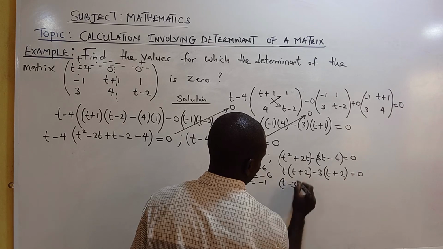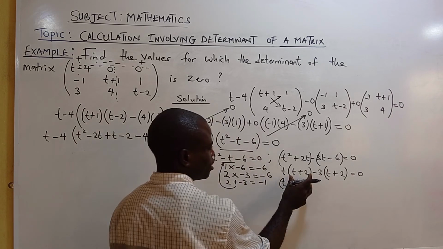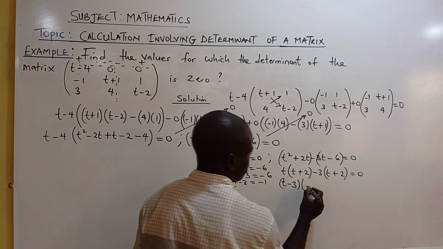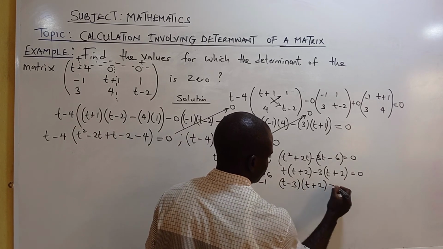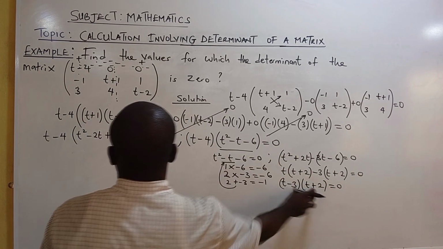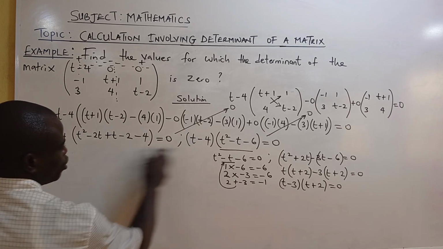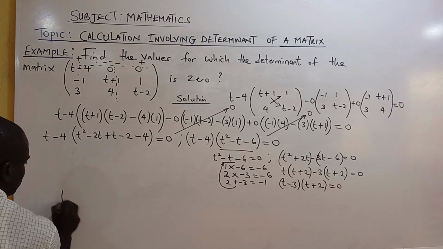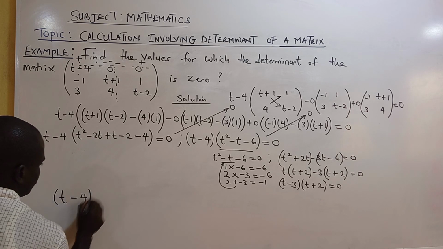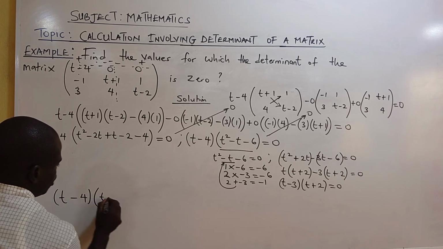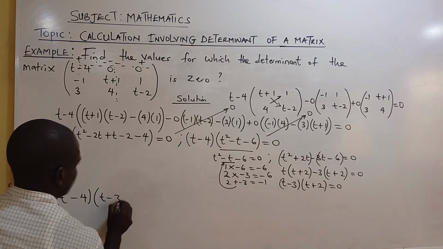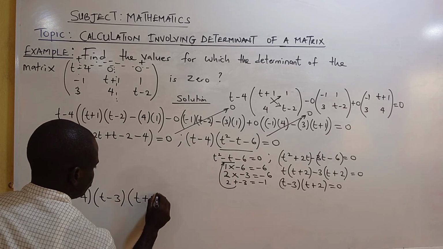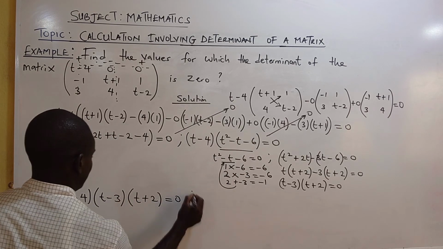So you have t minus 3, t plus 2 equals 0. When you are factorizing this, you must make sure that the two that are in the bracket are the same. You can now bring it together with this. We only factorize this. Okay, you now have t minus 4, t minus 3 to replace this, t plus 2 equals 0.